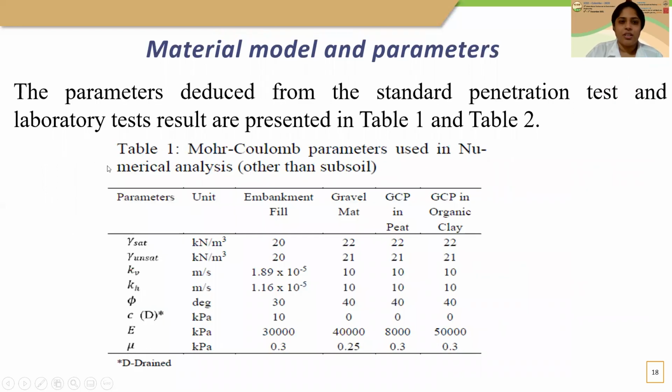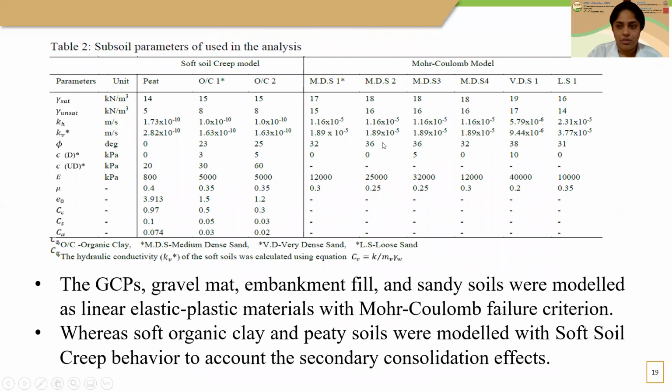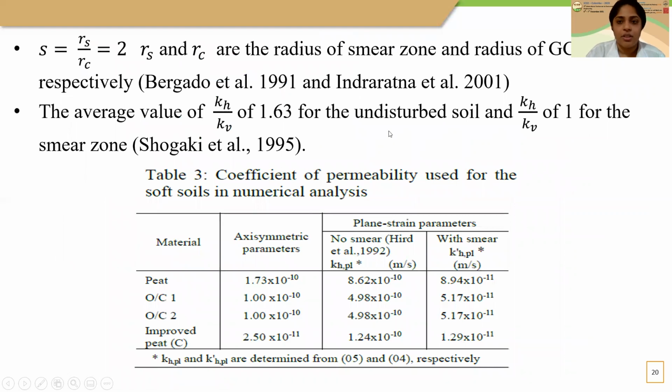So these are the material model and material parameters that we used. Table 1 and table 2 show all the parameters that we took from the laboratory test data. And we made some assumptions, like we took details from some studies. That is, we took the ratio between rs and rc to be 2, based on the research of Bergado and Thilakarathne, and also the average value of kh divided by kv as 1.63 for undisturbed soil, and kh divided by kv of 1 for the smear zone was selected for this study.